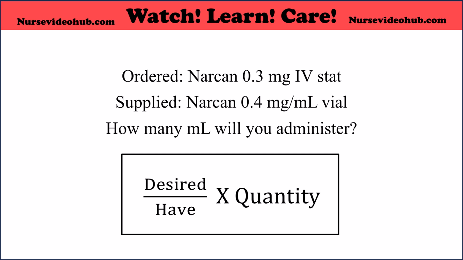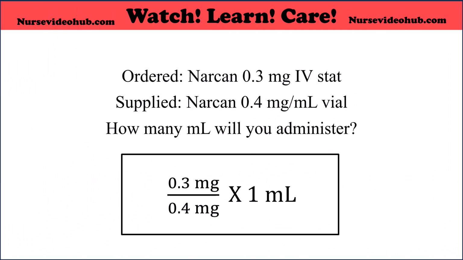The medication order is Narcan, 0.3 milligrams IV stat. The medication supplied is Narcan, 0.4 milligrams per milliliter vial. How many milliliters will you administer? Start by placing the quantity of the medication supplied. In this case, the form is 1 milliliter. Place 1 in the formula where the quantity goes.